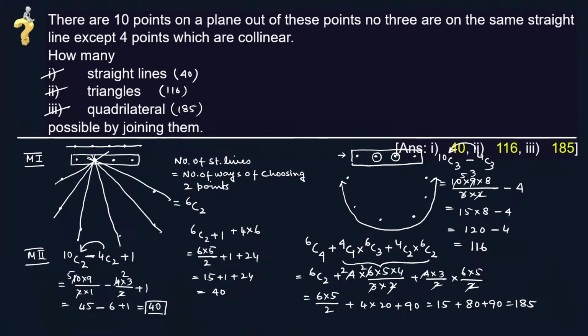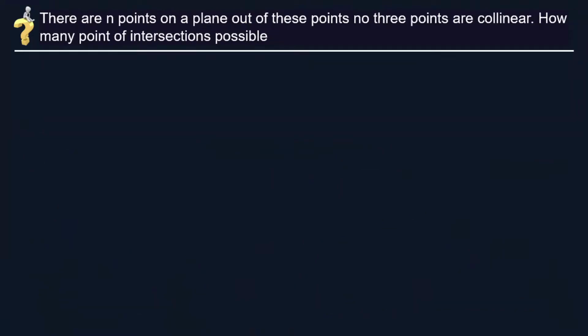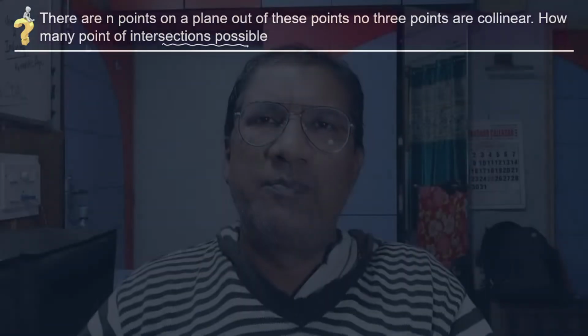This is our answer: 14, 116 and 185. In this question, they have said there are n points on a plane. Out of these points, no 3 points are collinear. I mean, of all the n points, no 3 of them are collinear. How many points of intersection are possible?